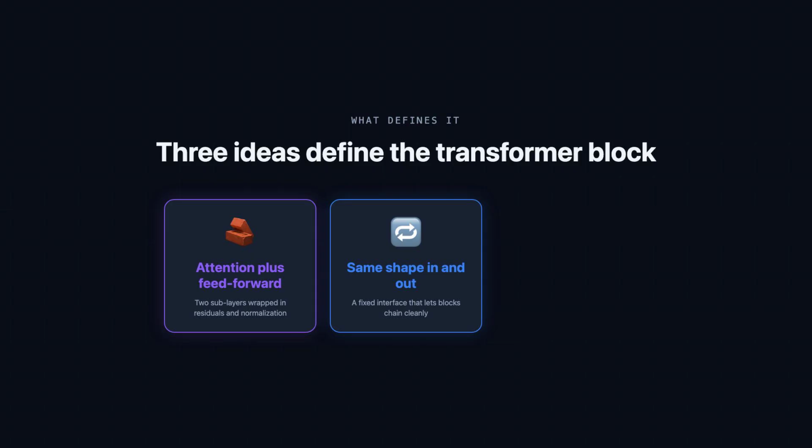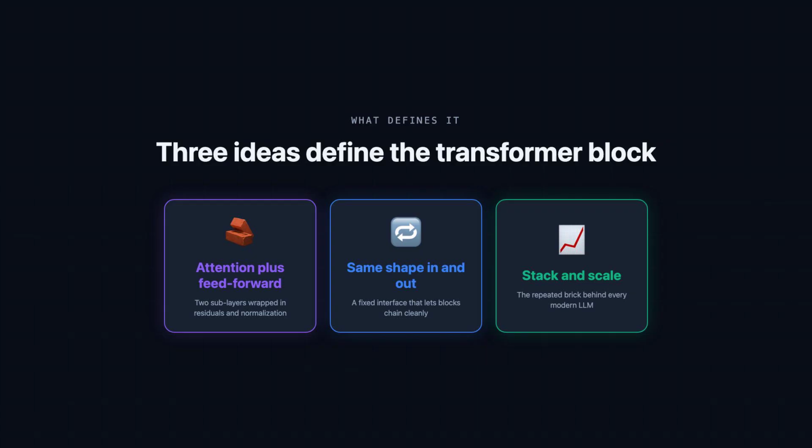Because the output dimensions exactly match the input, blocks compose cleanly. That fixed interface is what lets you chain a dozen of them, or well over 100, into one deep stack. Stack and scale it to build every modern language model. The same brick, repeated and widened, gives you tiny models and frontier models alike. Decoder blocks use causal attention, and whether normalization goes before or after each sublayer is a key stability choice.